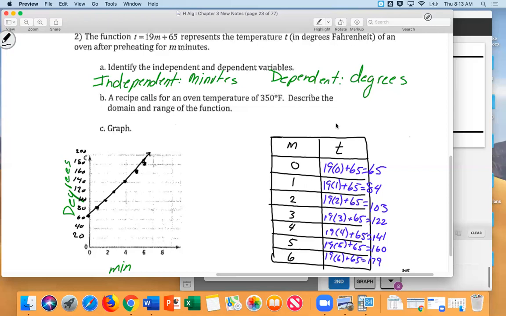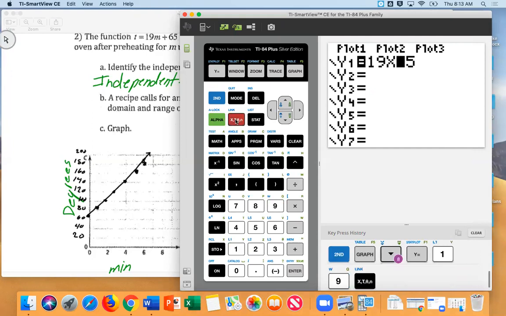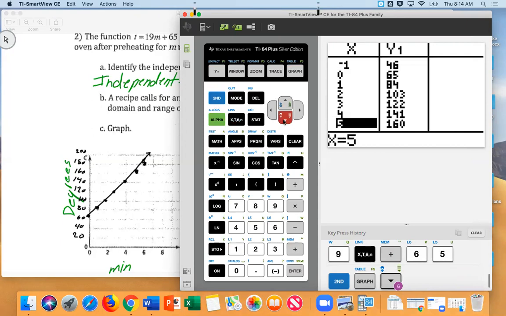Does everybody's graph kind of look like that? Now, the question really becomes, a recipe calls for a temperature of 350. If you have a graphing calculator, this is how you do it. Let's go to the table. Which one is talking about temperature? Is it the X column or the Y? If I'm looking for when Y is 350, I just keep scrolling until I find it. So everybody see how I found it? The answer is 15.